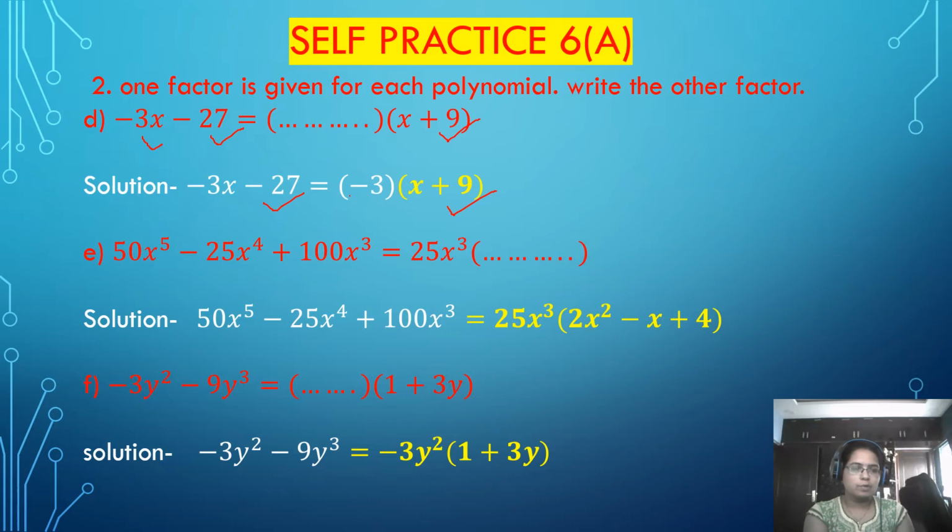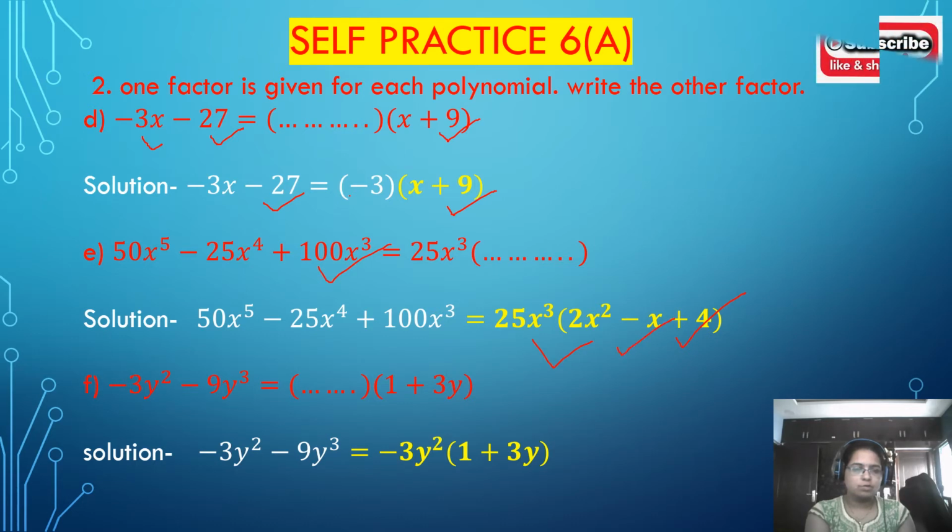So x cube is the common factor. So 25 multiplied with 2 is 50, and 25 multiplied with 1 is 25, and 25 multiplied with 4 is 100. So 25x cube multiplied with 2x square minus x plus 4, and 25x cube is one of the common factors, and 2x square minus x plus 4 is another factor, and 2x square minus x plus 4 is written inside the parenthesis.